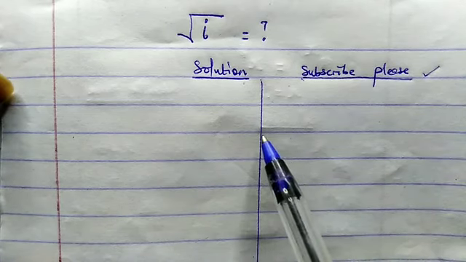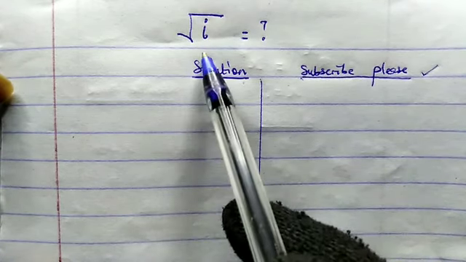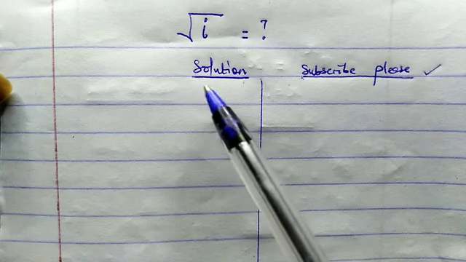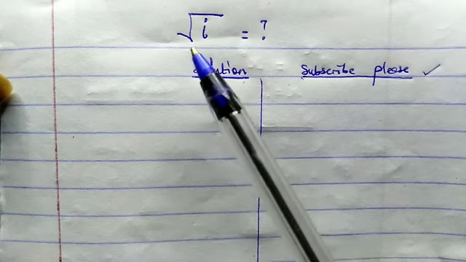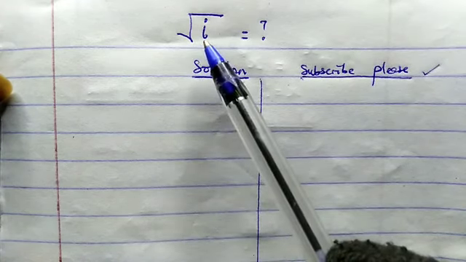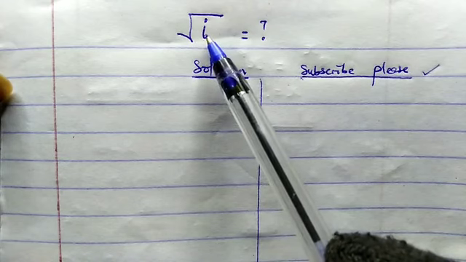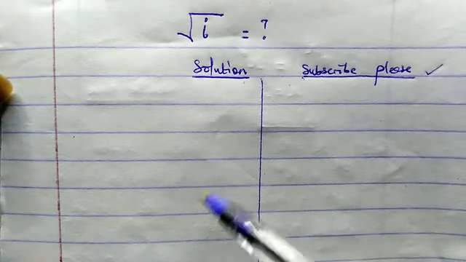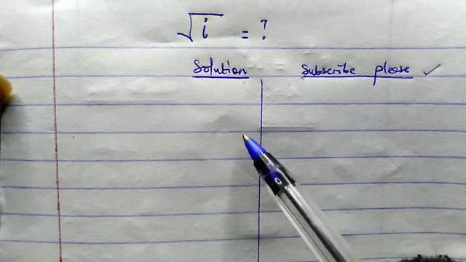In this video, we are going to find the principal square root of the imaginary unit I, right? Now let's get started. We all know that the square root of this imaginary unit is going to have a real part and an imaginary part, right? So what are we going to do?